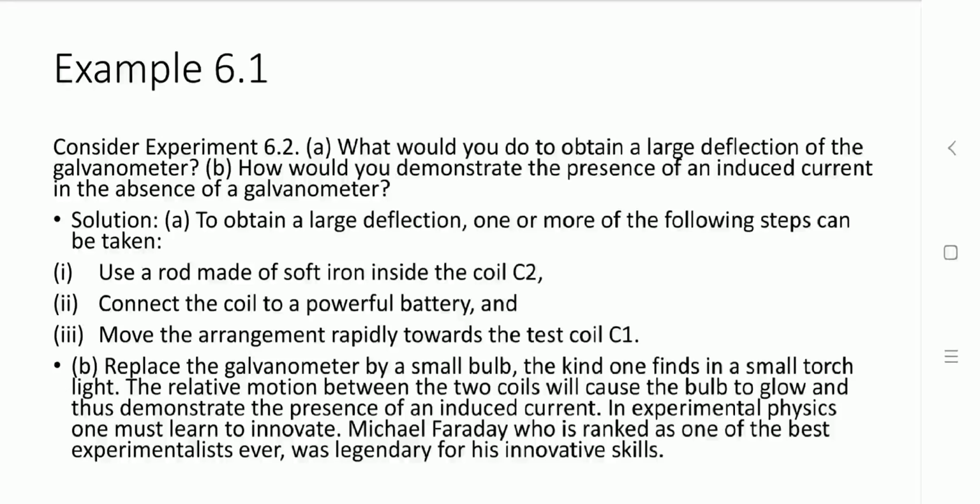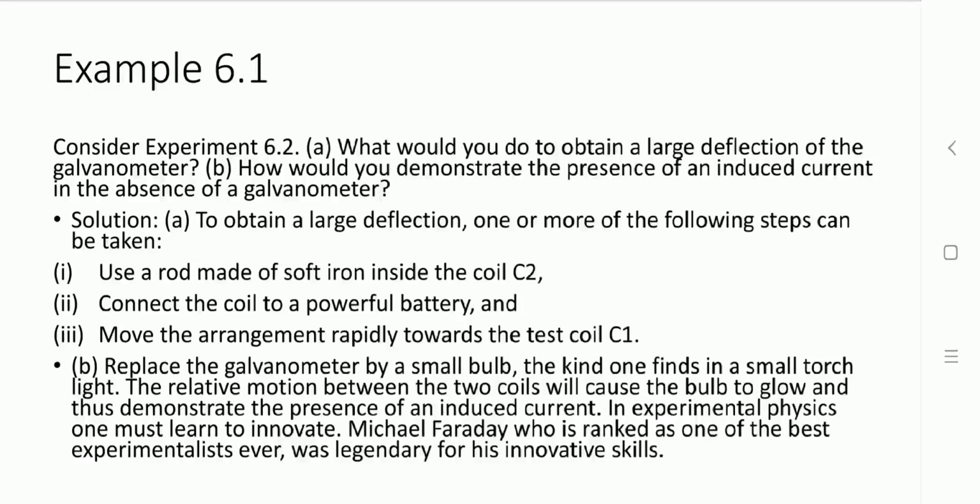And we can move the C2 coil rapidly towards C1. So the time variation is very fast with faster movement of the coil, which gives a large variation of magnetic flux, which can also give a variation in EMF and produce the current.